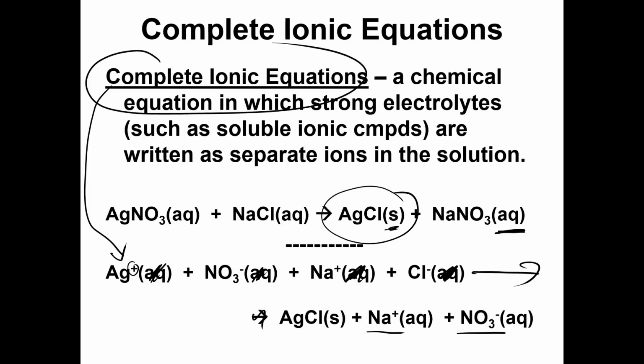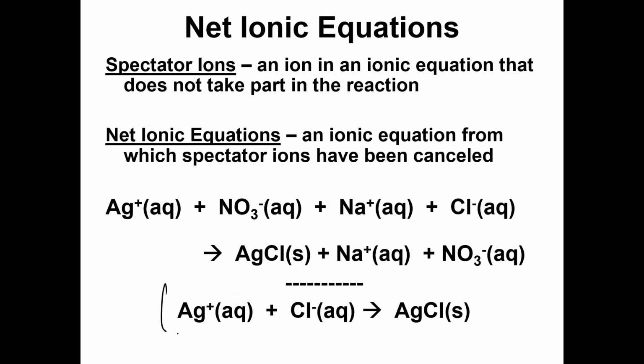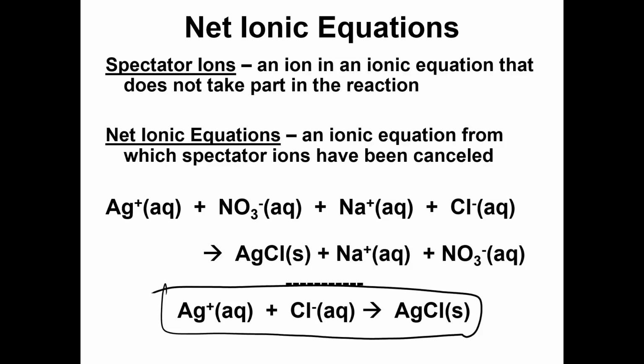And then the net ionic equation simply eliminates the spectator ions. So nitrate on the product side and the reactant side will drop out. Sodium on the product and the reactant side will drop out. And we end up with a net ionic equation, this one right here. That's called the net ionic equation. Those are the silver and the chloride ions that bounce into each other and precipitate out. Spectator ions, again, are those ions that don't participate, nitrate and sodium.